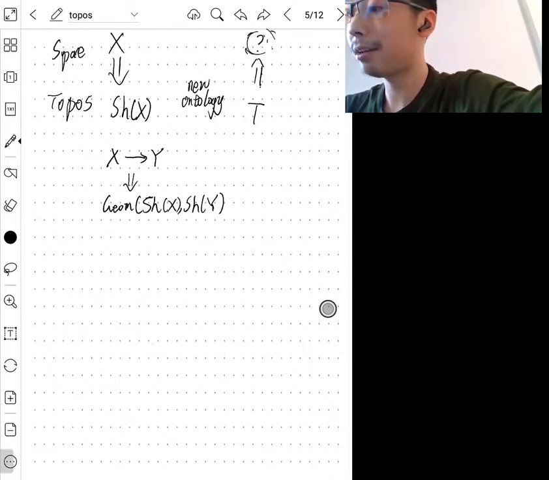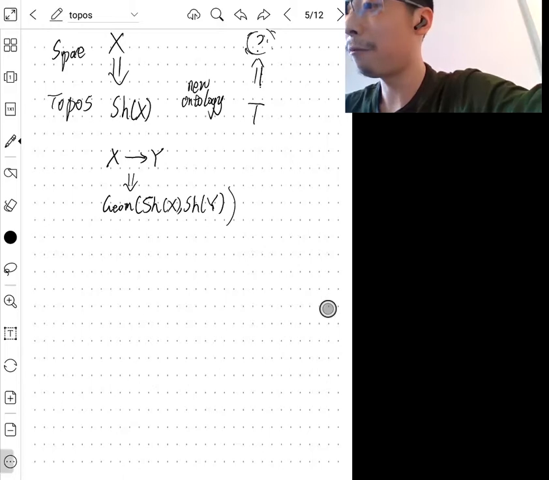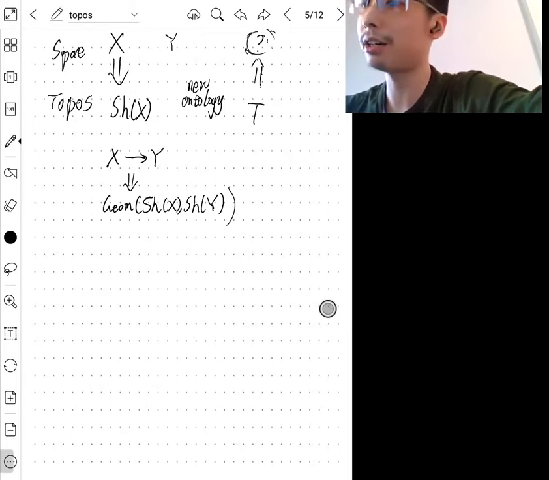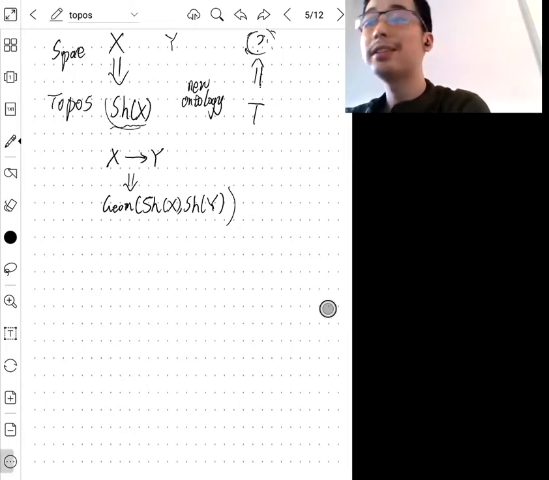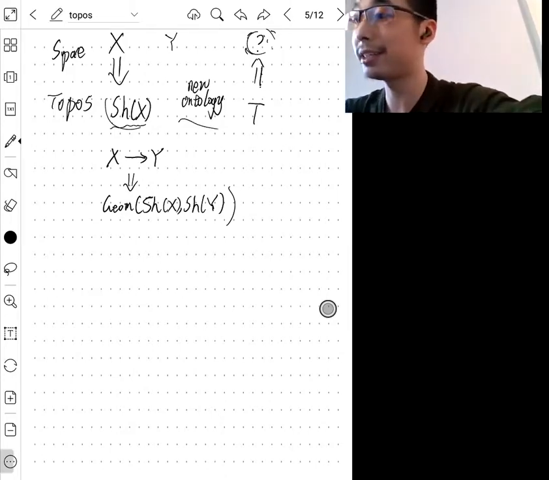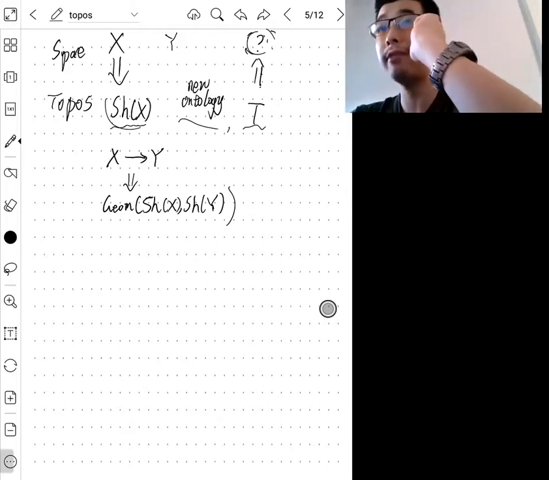So maybe the philosophy of the topos is that: before, we only researched some space or restricted to sheaves on a certain space, but now we do not consider the space, we consider the category of sheaves. We think this category captures the properties of the space, or is a new ontology of the space. But again, there is more than space: there are more general topoi, objects that behave like spaces.